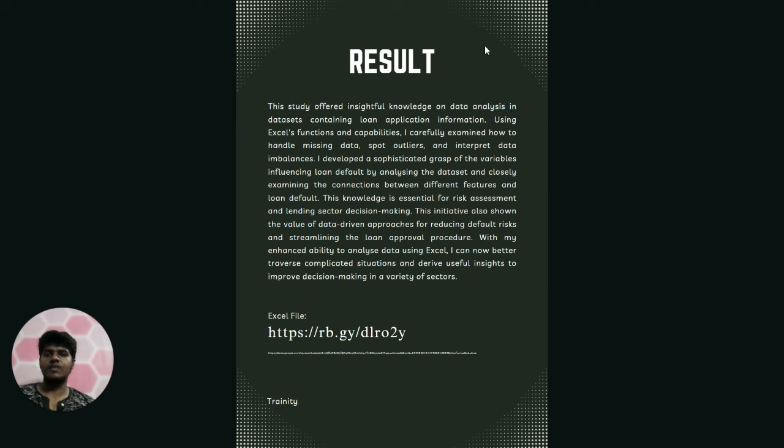Next, moving to the last and final part of the presentation, that is the result. This research provided valuable insights into the examination of data in datasets that have information about loan applications. I carefully looked into how to manage missing data, identify outliers, and analyze data imbalances using Excel features and capabilities. Through dataset analysis and detailed examination of the relationship between various attributes and loan default, I was able to gain a useful understanding of the elements impacting loan default. This knowledge is very important for decision making in the loan industry and risk assessment.